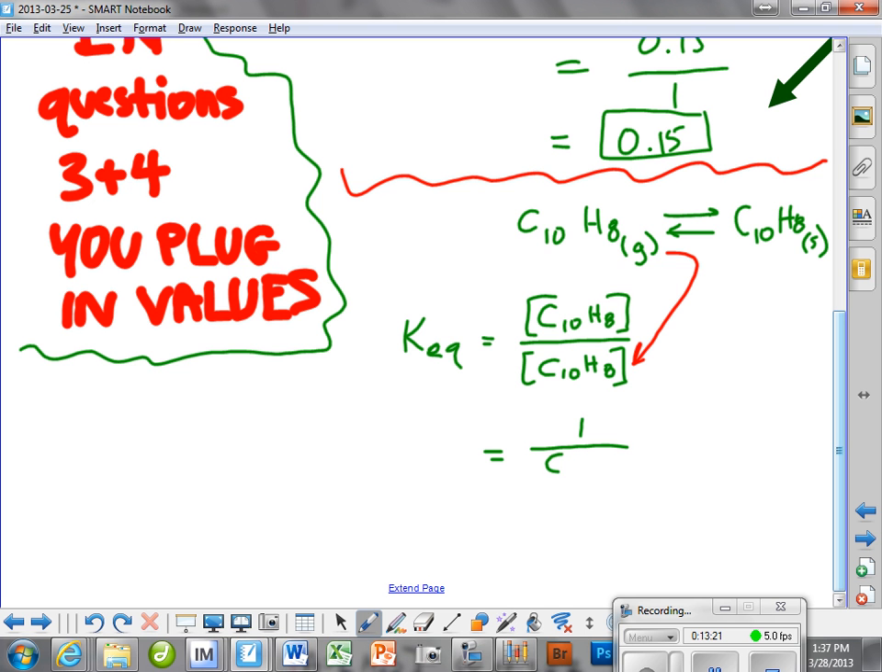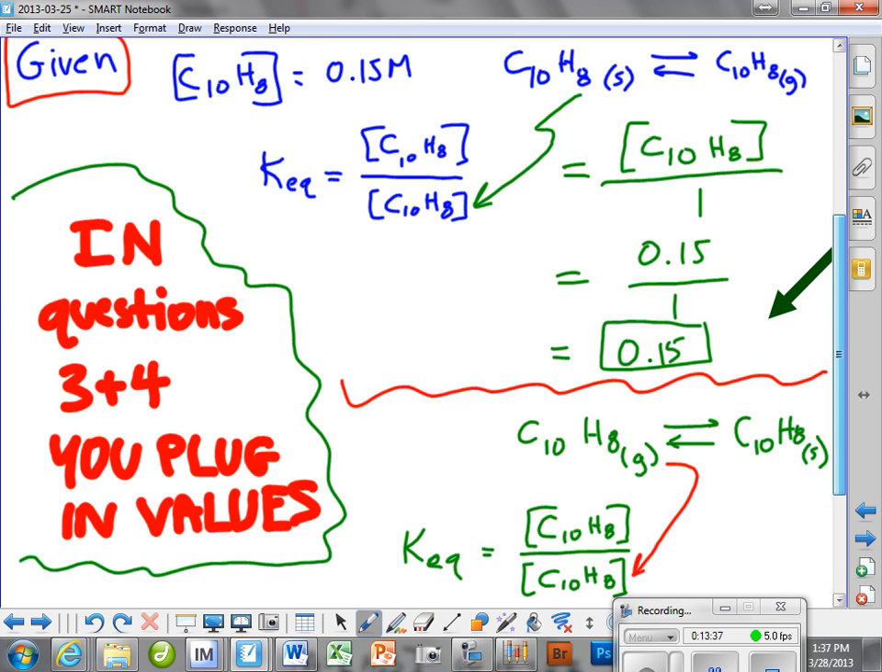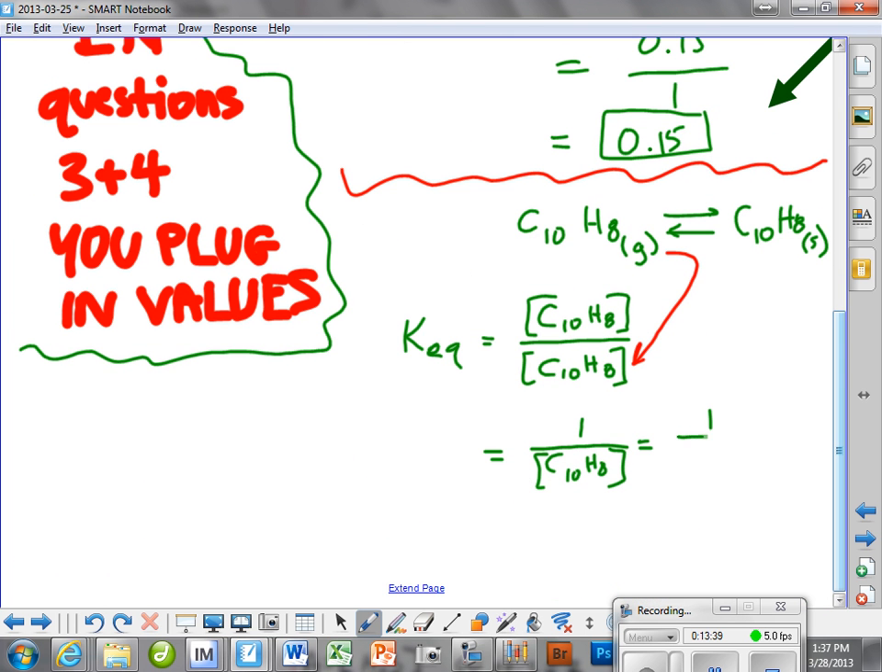And now we have the C10H8 on the bottom in its little brackets. And now we're going to substitute the value, which was what? 0.15. Okay, so we have 1 over 0.15, and that's equal to 6.667, because it's a repeating decimal. That's the answer. Now, do you understand why it's so important to always put that 1 in?